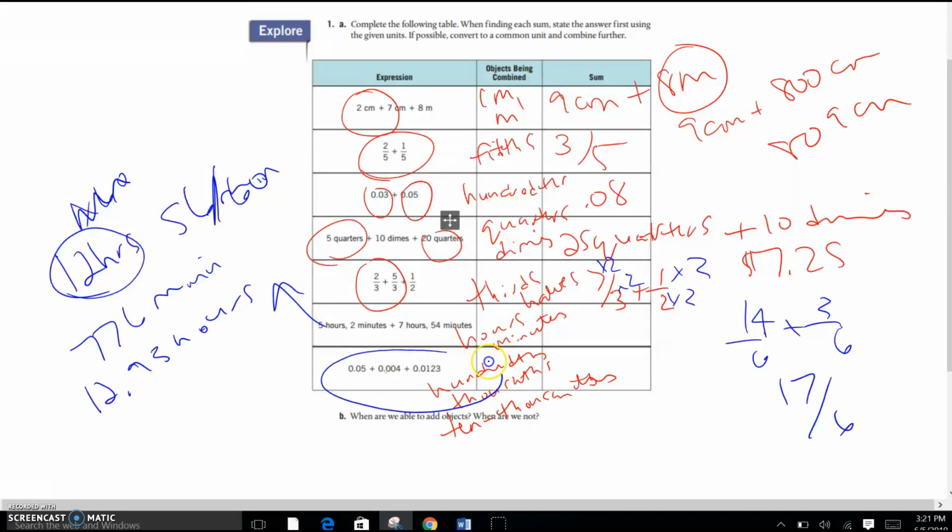And then the last one, we have a base 10 system, so I could line them all up, and I could get 0.0663. But again, otherwise I need to leave them separate, but I could put my hundredths with my hundredths, my thousandths with thousandths, and ten-thousandths with ten-thousandths, because that's how our decimal system works. All right, go ahead and look at the next page, page 85.